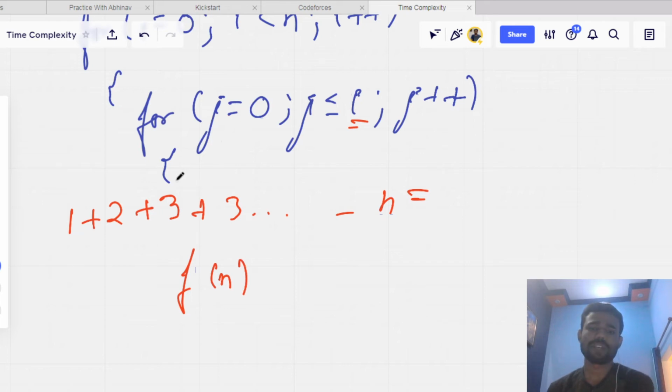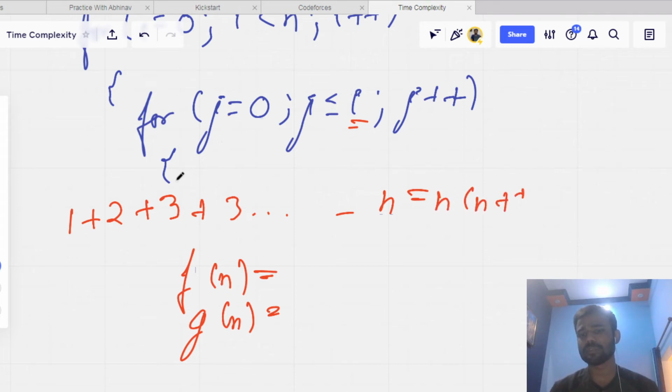If we talk about the function f(n) of this particular algorithm, f(n) is basically the number of times the algorithm is running, and we will take g(n) as the time complexity, f(n) as the function. So if we find f(n), what is the value of 1 plus 2 plus 3 up to n? It is n(n plus 1) by 2. So it is basically n square by 2 plus n by 2.